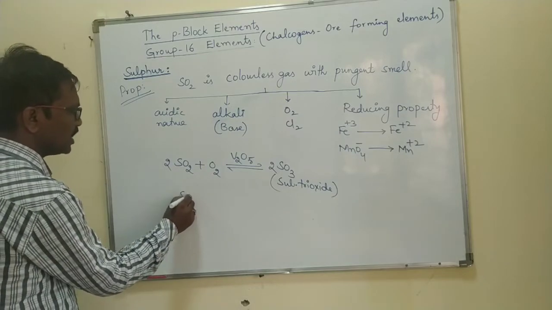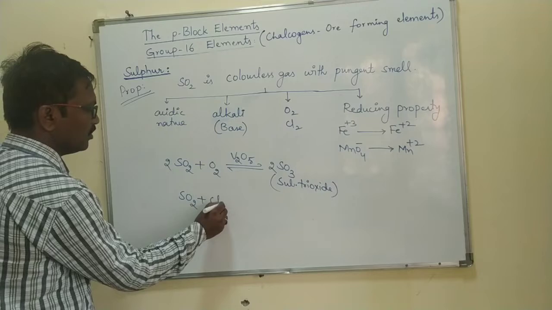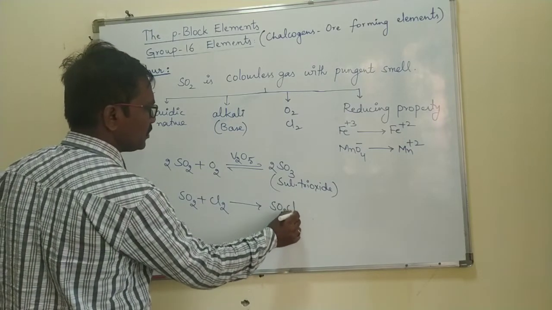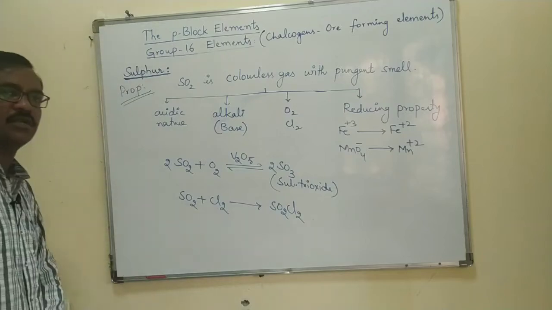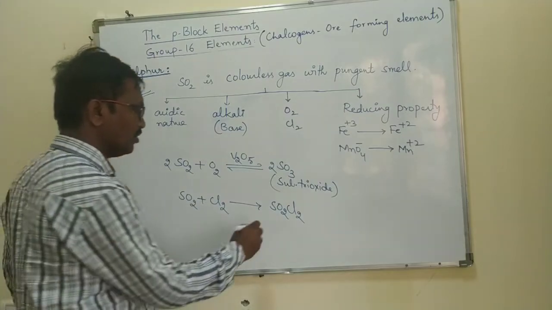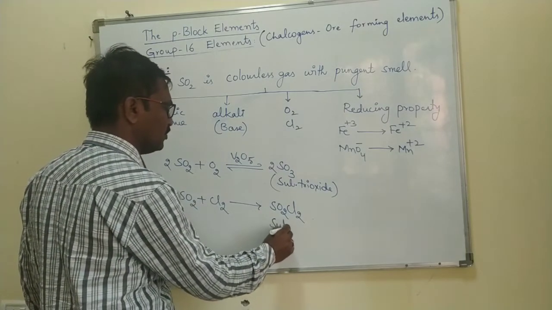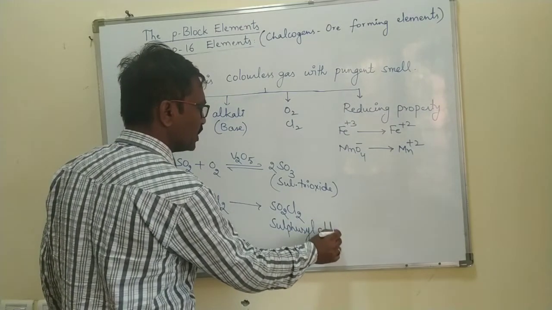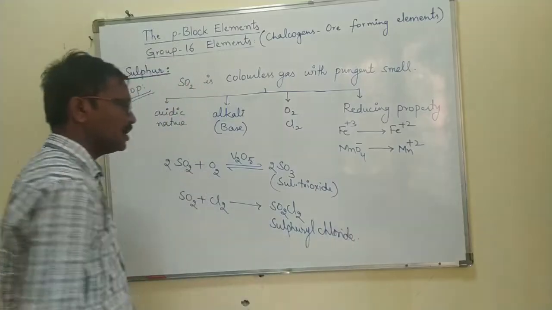When sulfur dioxide reacts with chlorine, it forms SO2Cl2, sulfuryl chloride.